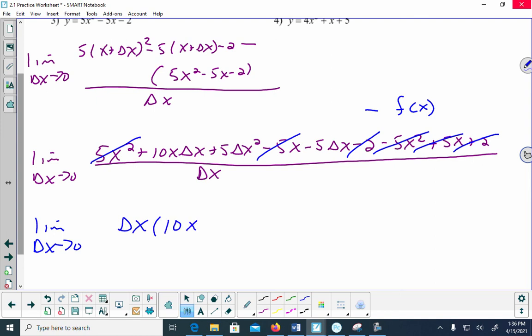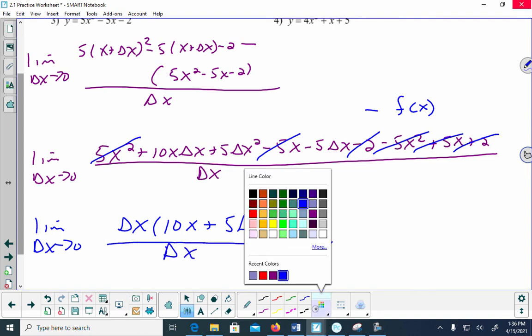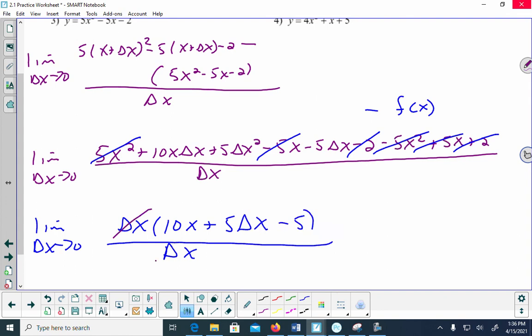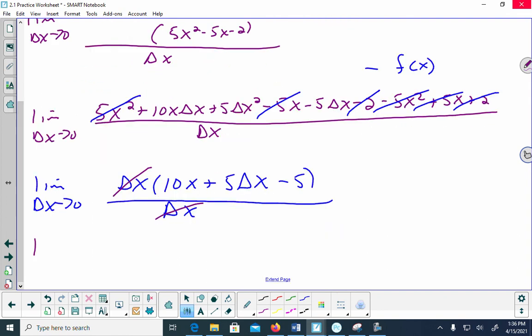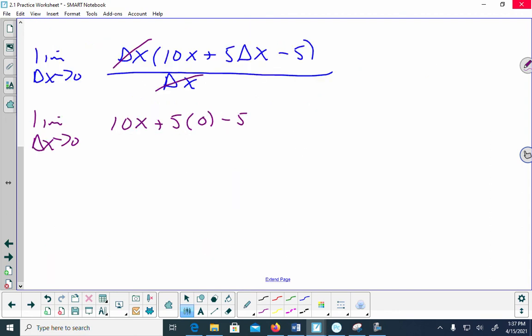I'm going to have 10x plus 5. This is delta x squared, so 1 delta x will remain all over delta x. Now my delta x's will simplify. I'm still taking the limit as delta x approaches 0. Now I can do direct substitution because I don't have a denominator. I can put 0 in for that delta x. So I'm going to have 10x plus 5 times 0 minus 5. So my derivative is going to equal 10x minus 5.